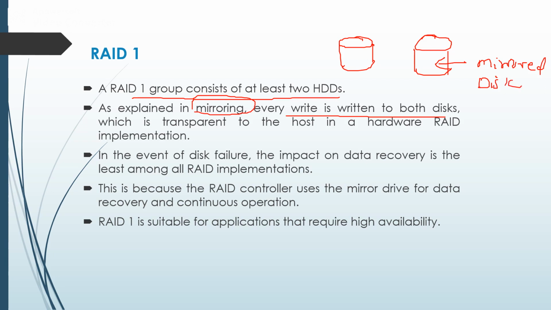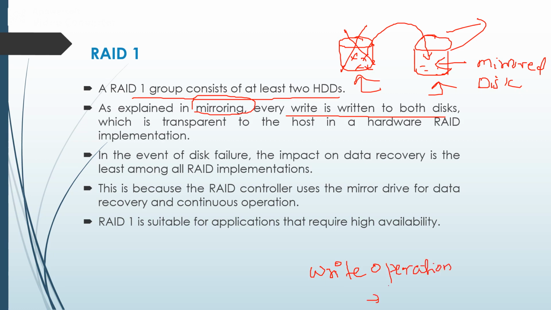Whatever data we are storing within the original disk, the same needs to be updated within the mirrored disk also. During the occurrence of any failure, suppose the original disk has failed, I can recover the data from the mirrored disk. But the major drawback with RAID 1 is, the host can perform read operations with respect to the original disk as well as the mirror disk, but while performing a write operation, the RAID controller needs to write it twice.